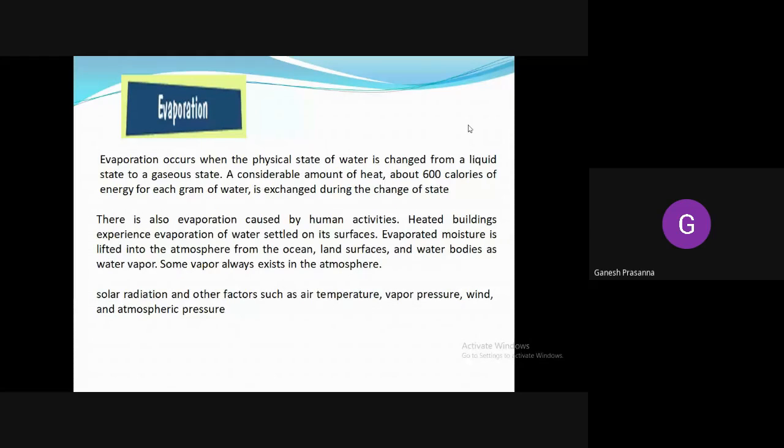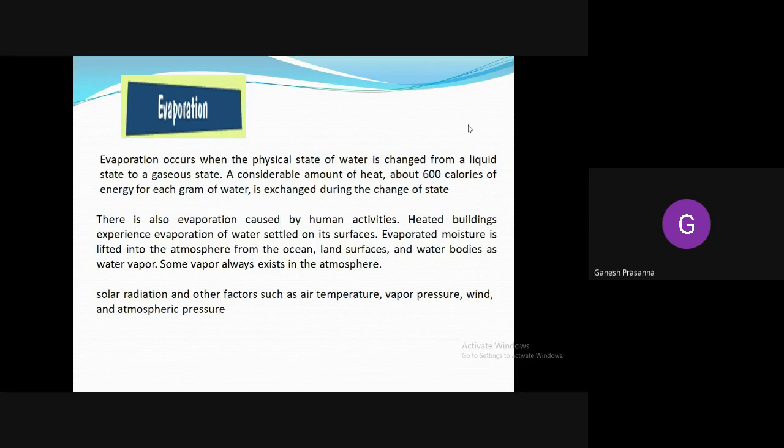Evaporation is a process where the physical state of the water is converted from liquid form to the gaseous form. Okay, a liquid state to the gaseous state, under the action of heat. When there is sunlight, only during sunlight can this evaporation be expected. Okay, a considerable amount of heat, about 600 calories of energy, is required for each gram of water to change its state.